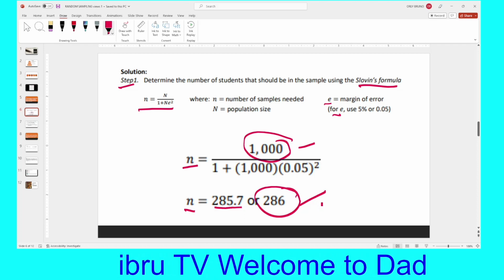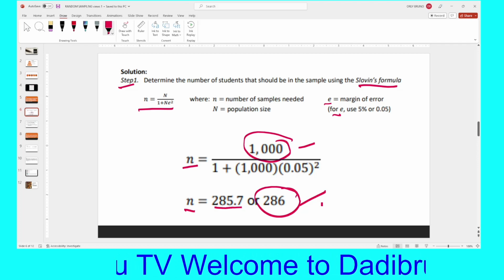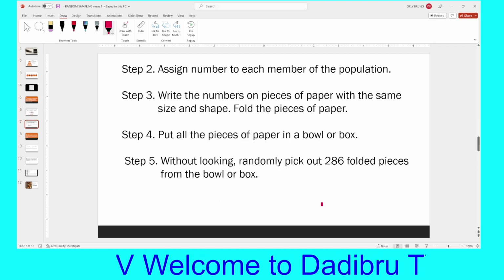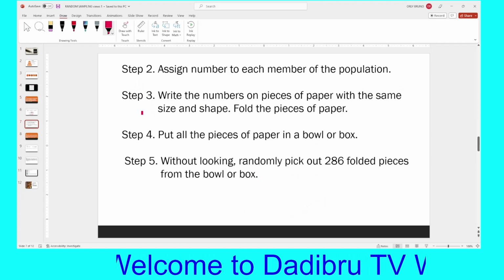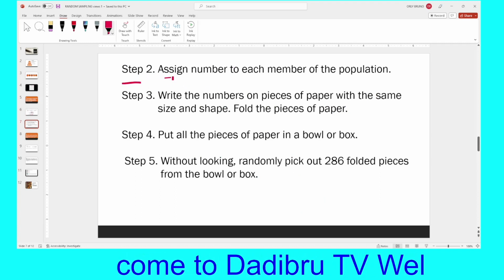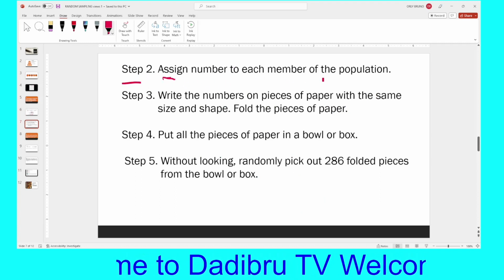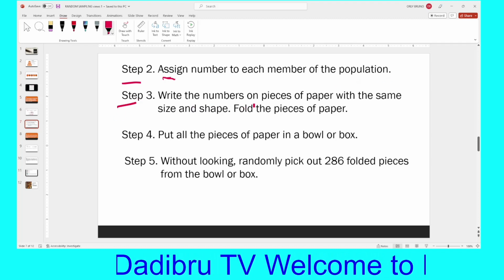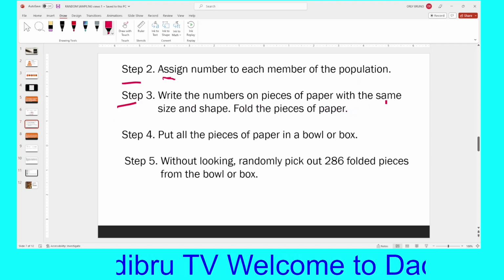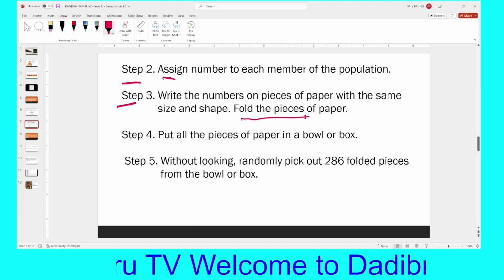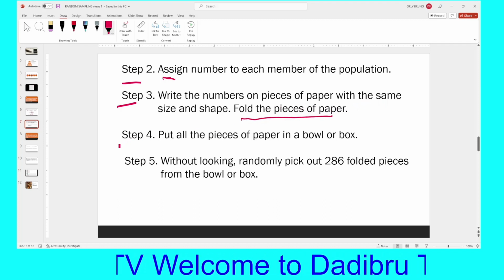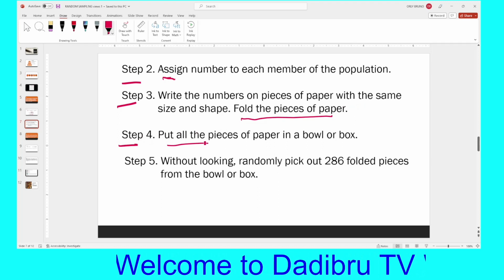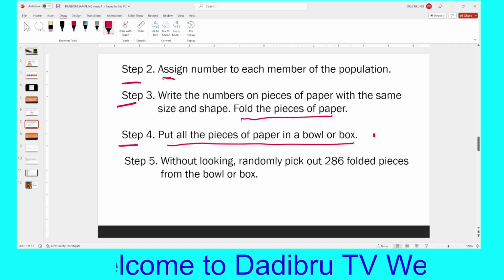Let's try to answer the second question. How would you use the lottery method in choosing 286 from 1,000? The second step is to assign a number to each member of the population. Step 3, write the numbers on pieces of paper with the same size and shape. Fold the pieces of paper. For step 4, put all the pieces of paper in a bowl or box.